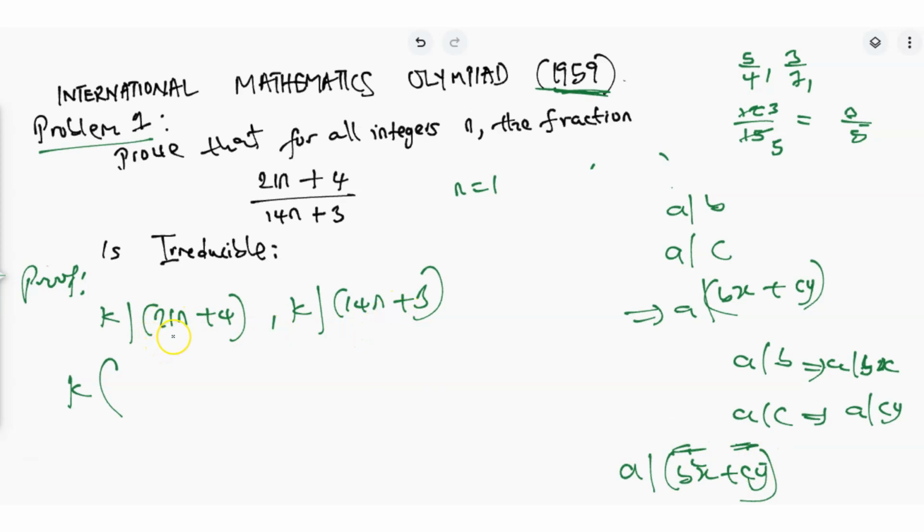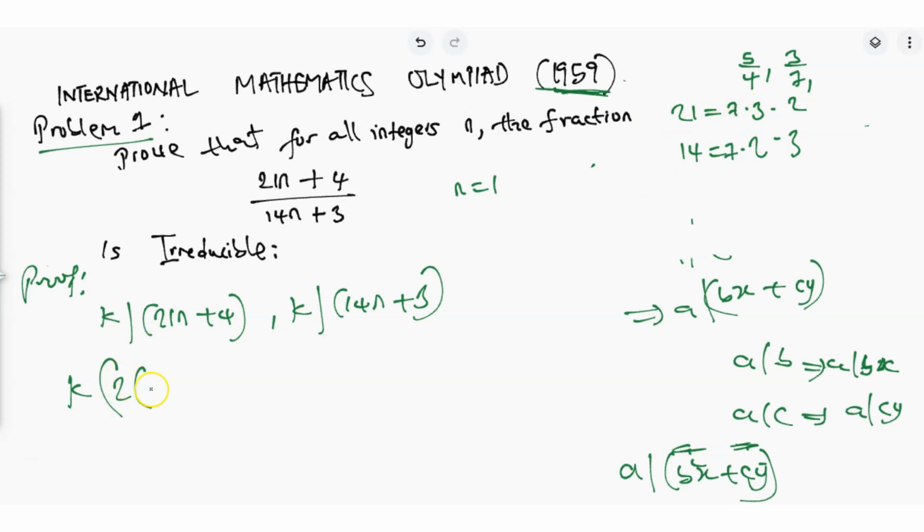Let's try to factor out the first part, 21. Okay, so 21 is 7 times 3, and 14 should be 7 times 2. So if I multiply this one by 2 and this one by 3, they should give you the same number. So in this case, if we subtract, we should get 0 times n. So I have to multiply 21 by 2, so I have to multiply this by 2. So k should be able to divide 2 times 21n.